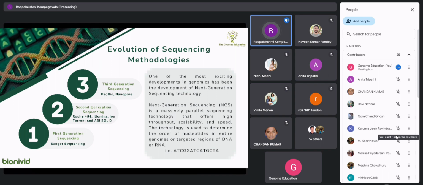Then second generation sequencing is your Roche 454, which is no more in the market. So Illumina, Ion Torrent; AB SOLiD is also not. That is my second generation, short reads. Basically, my second generation sequencing is my shorter reads. And third generation sequencing, we have PacBio, Nanopore, which is also called long read sequencing.